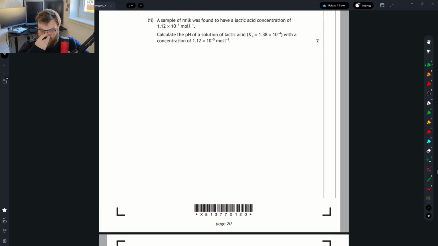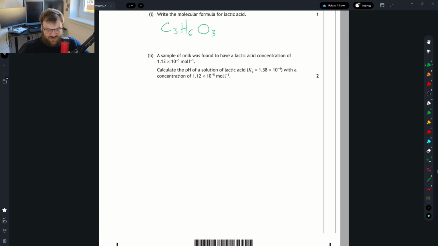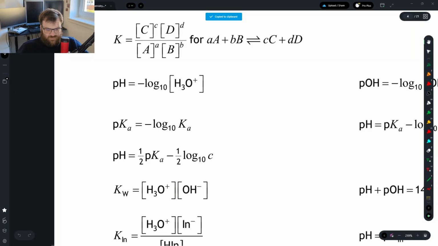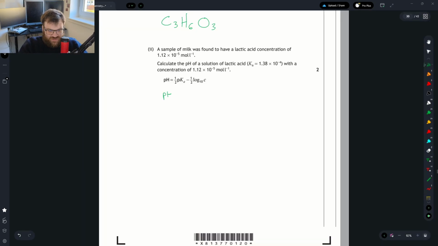From this one, we are asked to work out pH of a weak acid. I know it's weak acid because it's given a Ka value. Let's go to the data booklet to find out how to do it. So we're going to use pH equals half pKa minus half log of C. We are working out pH, so we'll leave it where it is.